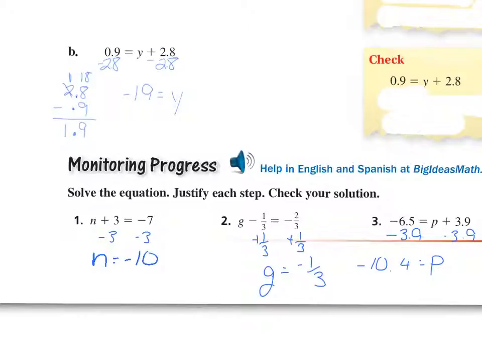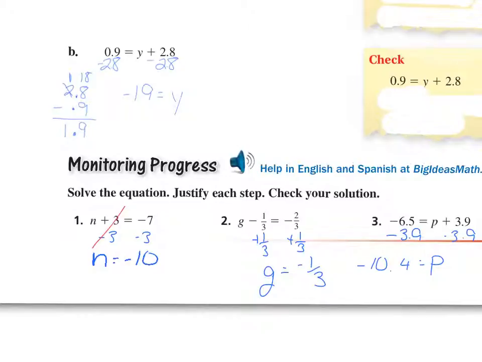You'll see in this first one, number 1, the 3's cancel when you subtract from both sides. Our numbers on the right-hand side are both negative. We have a negative 7 and a negative 3. The rule is if the numbers have the same sign, you add them up and keep the sign. So I get my answer, n is equal to negative 10.